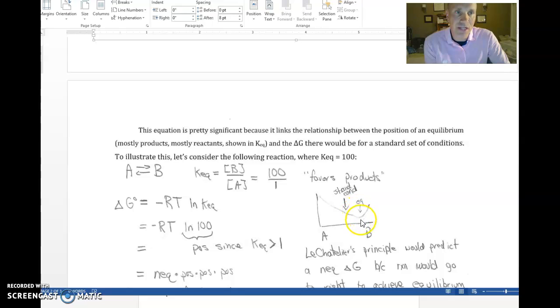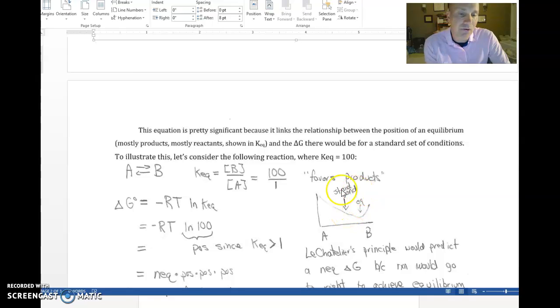And the concentrations at equilibrium are not necessarily the same as the concentrations at standard conditions. Standard conditions are where the concentration of the reactants and products are all at 1 molar. So in a situation where products are favored at equilibrium, the equilibrium position would be about right here, but the standard conditions would be more towards the center. If both of these are 1 molar, then that's halfway between 100% A and 100% B, so that would be right there in the middle.